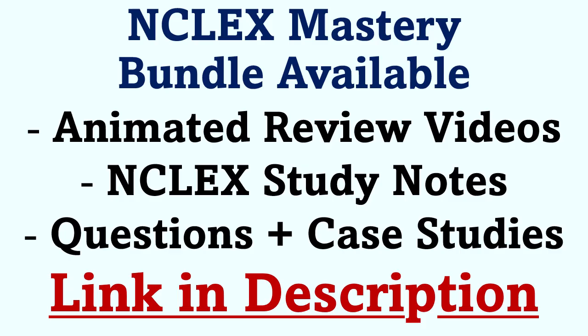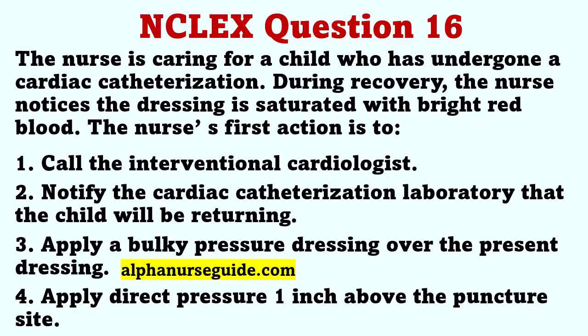Back to the questions. The nurse is caring for a child who has undergone a cardiac catheterization. During recovery, the nurse notices the dressing is saturated with bright red blood. The nurse's first action is to: 1. Call the interventional cardiologist. 2. Notify the cardiac catheterization laboratory that the child will be returning. 3. Apply a bulky pressure dressing over the present dressing. 4. Apply direct pressure 1 inch above the puncture site.